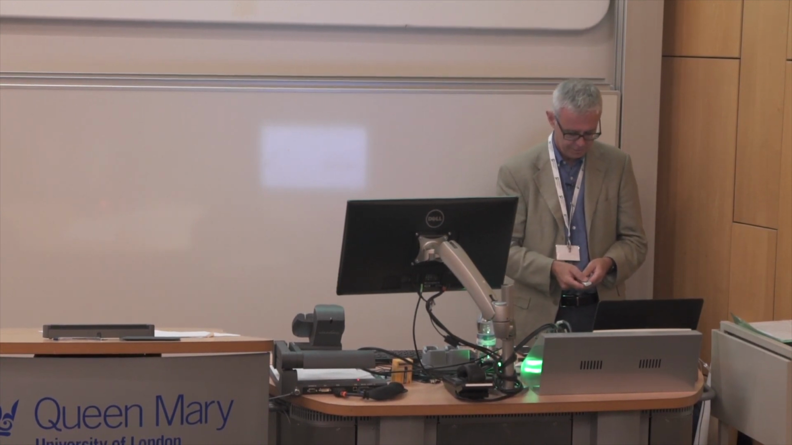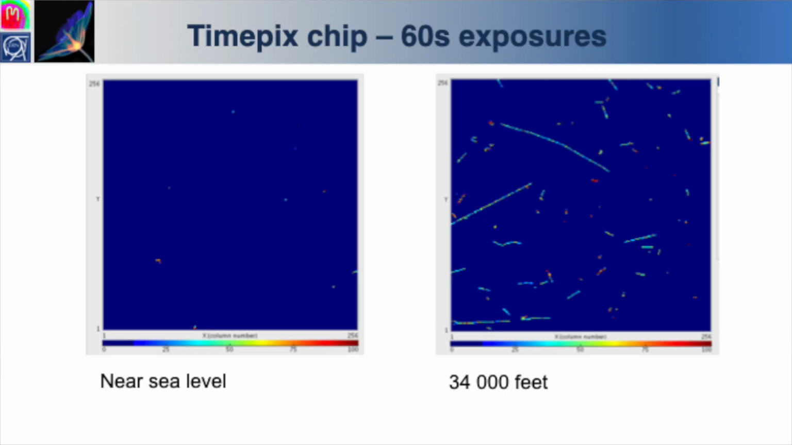Now, if we take an image at sea level, so if I took an image in London for 60 seconds, you would see an image which looks something like this one here. So basically not very many hits in the background. If I take the same picture when I'm traveling on the plane, then you can get a picture like this one here. So you can see that, as I mentioned earlier, the atmosphere is really protecting us from radioactivity.